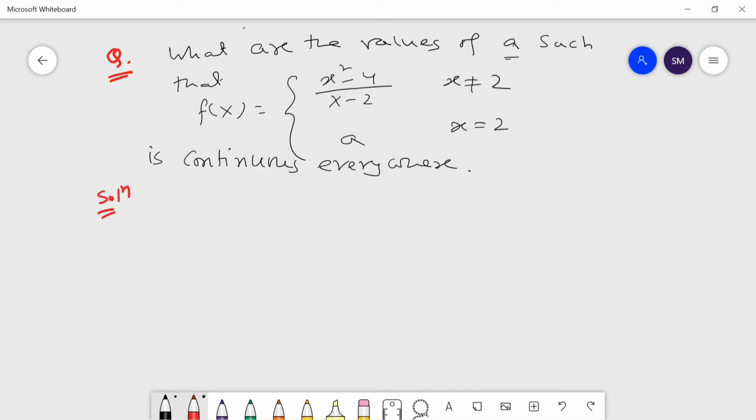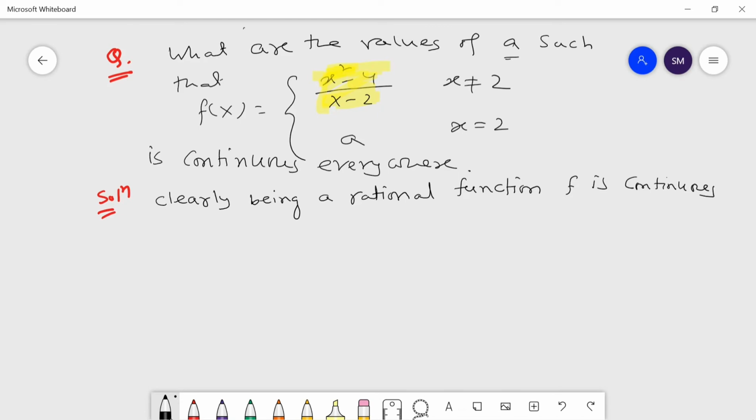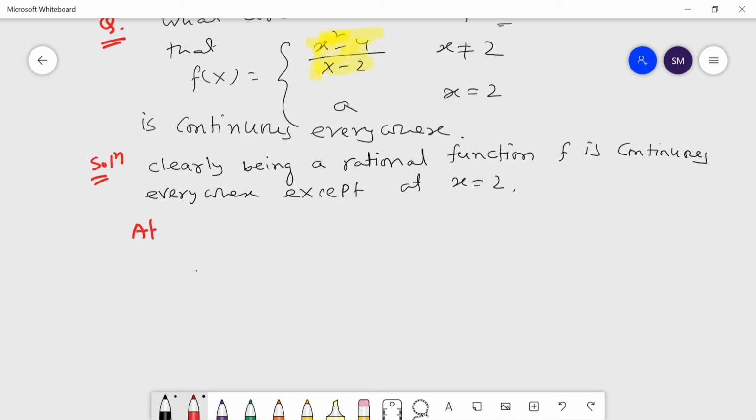Solution: clearly, being a rational function, f is continuous everywhere except at x equal to 2. Now we'll discuss at x equal to 2.